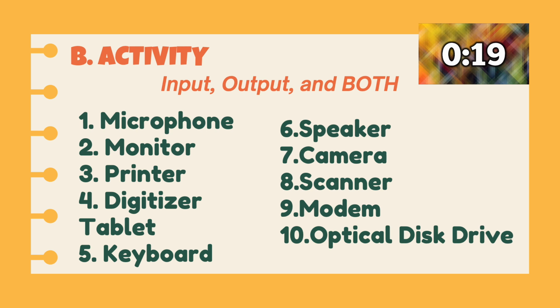8, scanner. Scanner is input. 9, modem. It is both. And last is optical disk drive. It is both. So again, count the correct answers, then write the score. Then give it back again to your classmate.